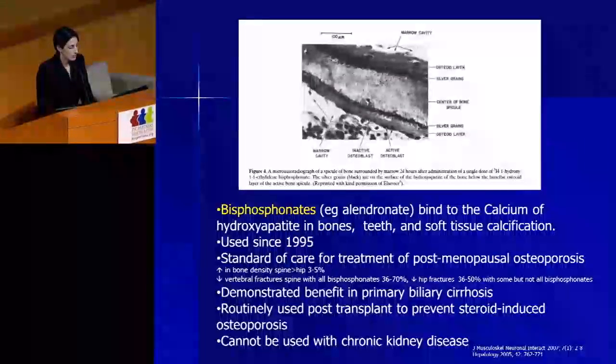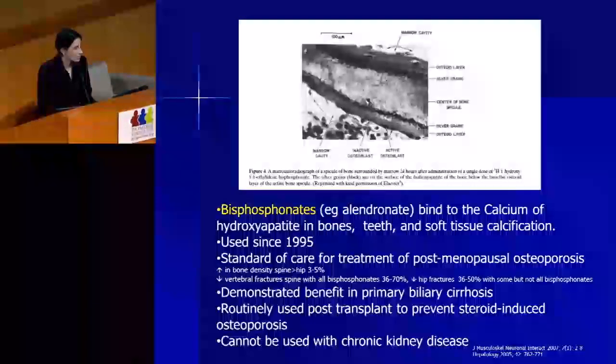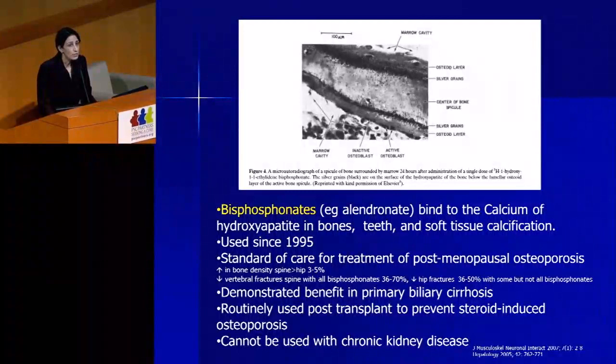So the bisphosphonates are really fairly inert medications that bind to the calcium of hydroxyapatite in bones, teeth, and soft tissue. They've been used a very long time. And in that photomicrograph, the two black lines actually show radio-labeled bisphosphonate that has absorbed into the bone, and that's what it does. It gets incorporated into the bone and helps to maintain the bony structure. And once it's absorbed, bisphosphonates stay there for years. They just penetrate within the bone and act as a reservoir.